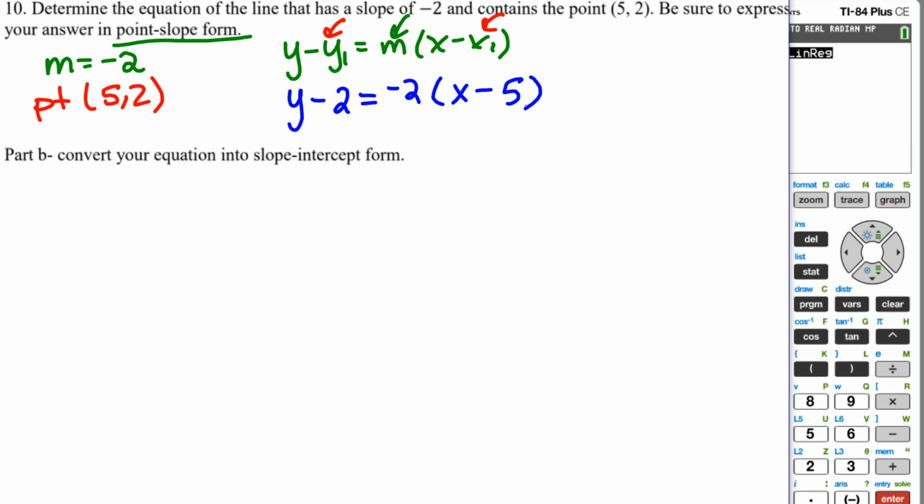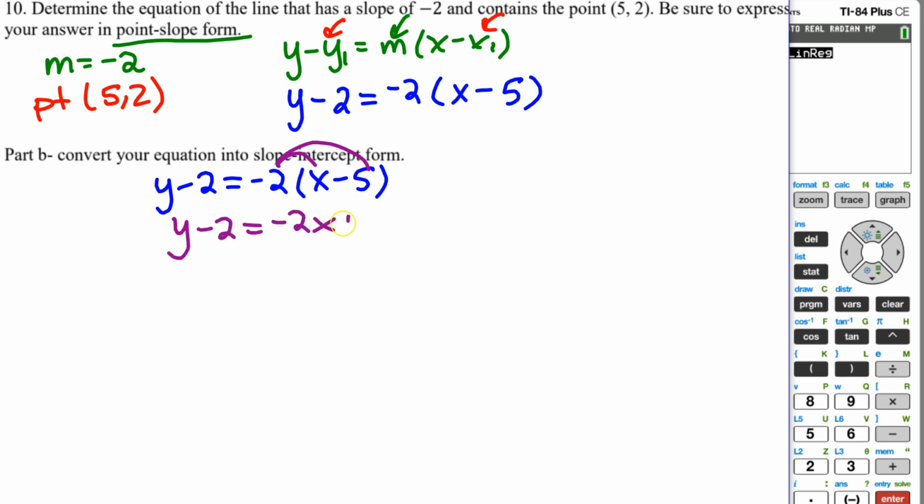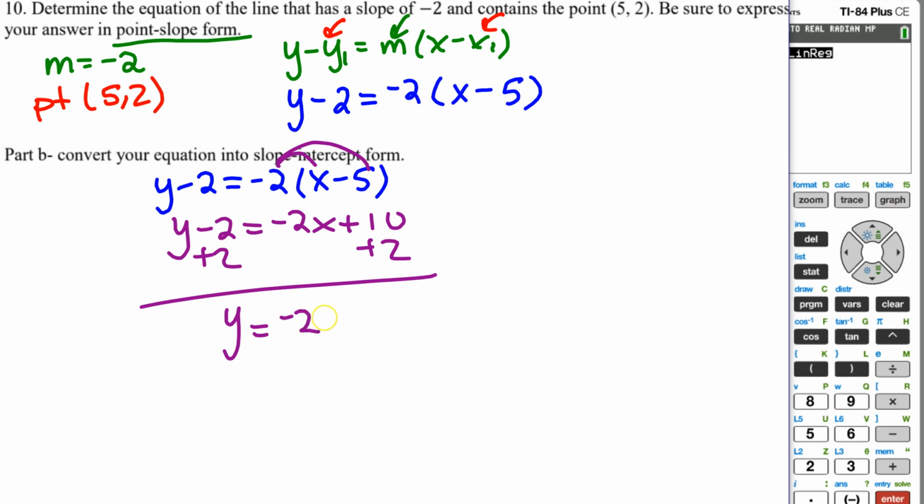And then the second part says take that answer in blue, which is point slope form, and now convert it into slope intercept form. So basically what you're doing is just solving for y. So I'm going to rewrite that equation. And when I use distribution to solve for y, I'm going to get a final answer that looks like y equals mx plus b. So I'm going to distribute out -2x plus 10. I'm adding over the 2. y equals -2x plus 12.